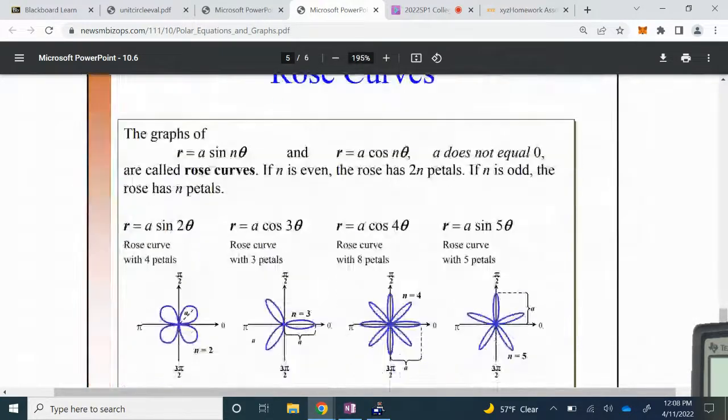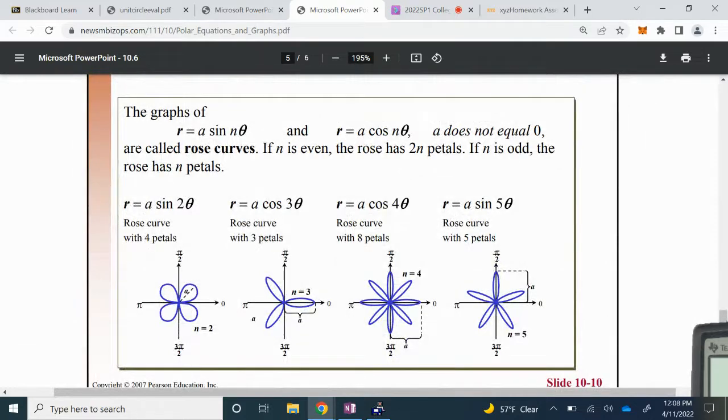Okay. So next we have rose curves. Just notice what the rose curves look like. They look like rose petals. And if you look at the top of the slide, it says that the rose curves are in this form: r is equal to a times the sine of n times theta, and r is equal to a times the cosine of n times theta. Where if n is even, the rose has 2n petals. If n is odd, the rose has n petals. Here are some examples of equations and also the graphs for those equations.